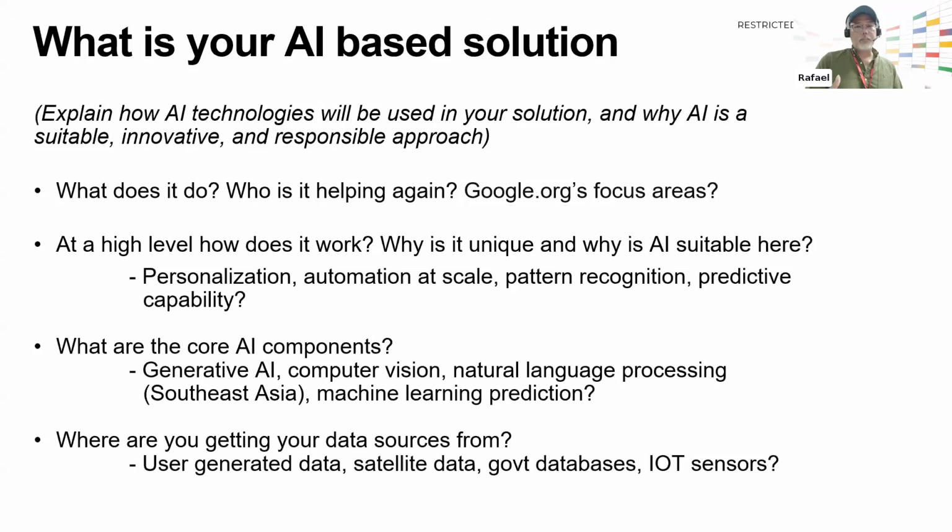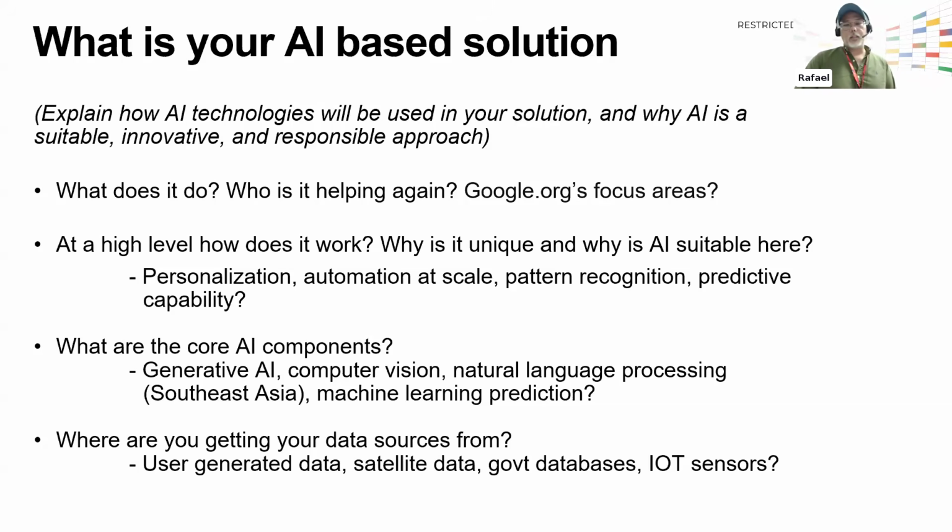At a high level, explain to us how it works. If you want to do a flow chart, that'd be great. If you want to do some pictures in a journey, that would be great. But at a minimum, think about this: why is it unique, and why is AI suitable here? Do we even need AI? Everyone's talking about AI now, but do we really need it? Is it a specific automation that can do the job, or do we really need to move into AI here?